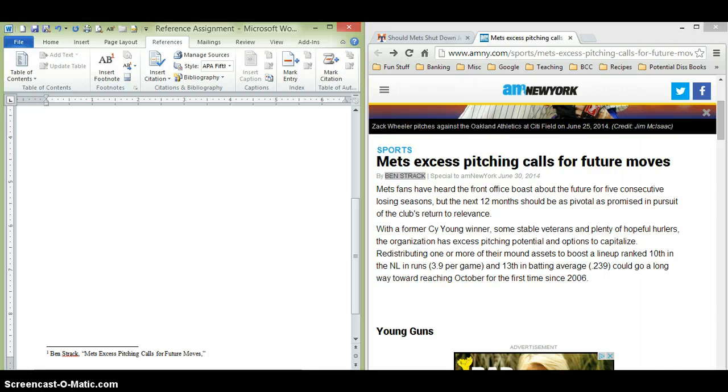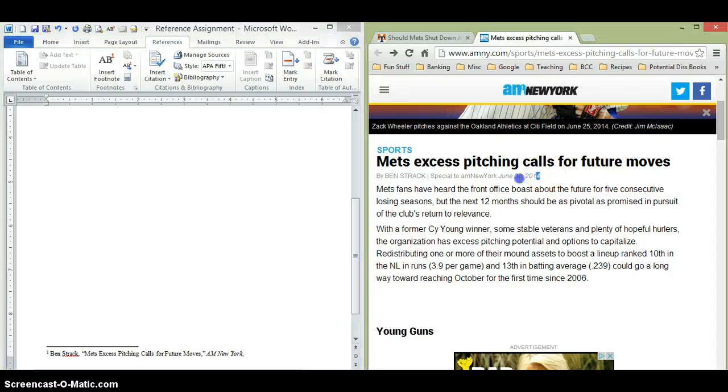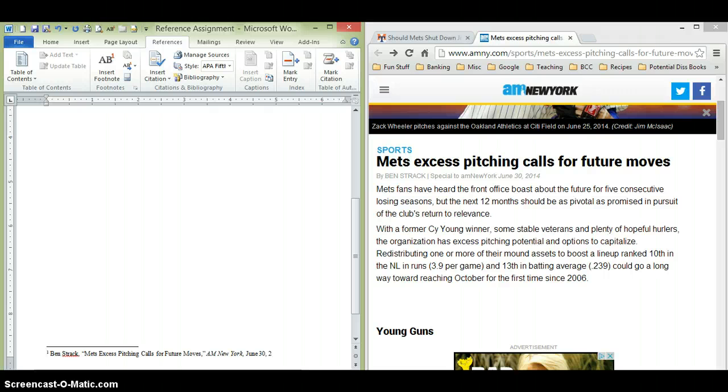The point of the quotation marks is to tell the reader that he's reading the article title. Articles always get put in quotation marks. And then in italics, we'd put the name of the organization where this came from, right? It came from AM New York. You can see up here, AM New York. So I would write AM New York. Italics tells you it's the name of the organization. Quotation marks the name of the article. And then the date. This was written on June 30th, 2014. So I will write June 30th, 2014, one more comma, for the URL.